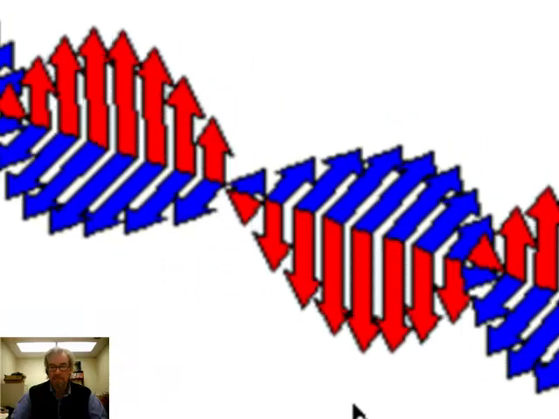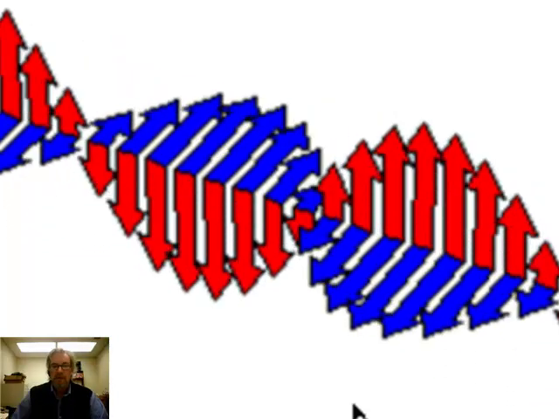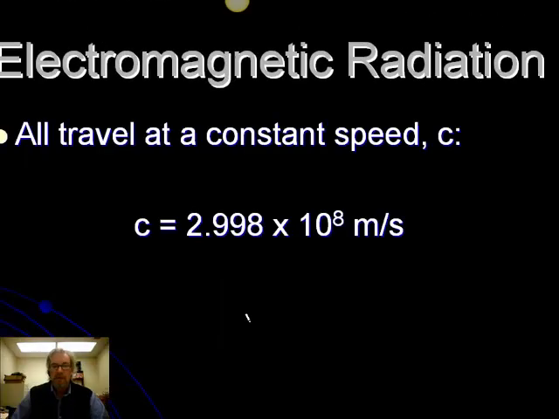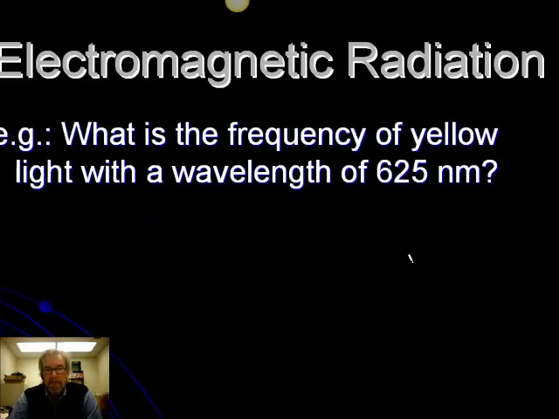This electromagnetic radiation all travels at a constant speed. It's called the speed of light. In a vacuum, when there's no interference from any matter, that speed is 2.998 times 10 to the 8th meters per second. Now, because we happen to know that speed, which is the speed of light, is equal to lambda times nu, or wavelength times frequency, we can answer this question.